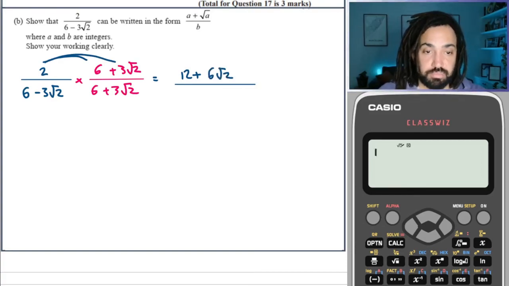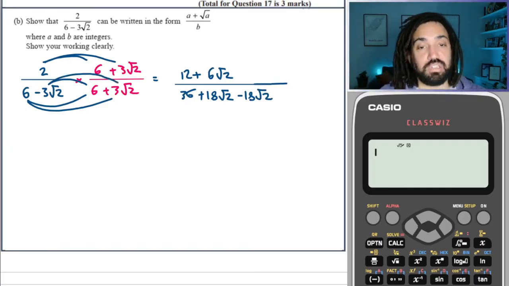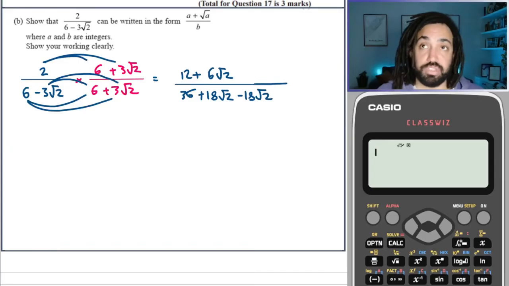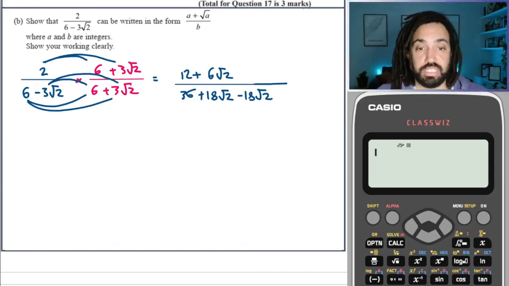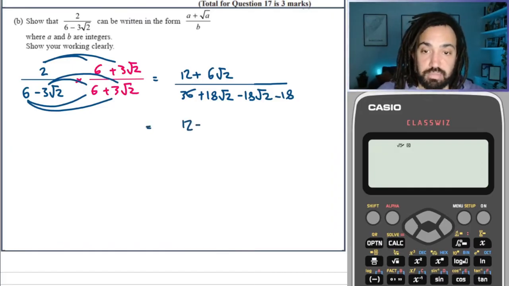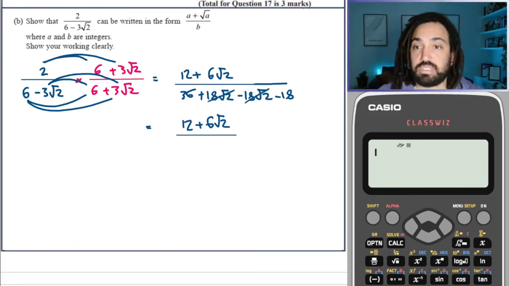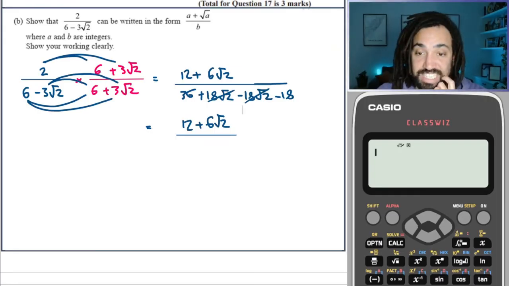On the bottom, 36 plus 18 root 2 minus 18 root 2, and finally this last one, 3 times 3 is 9, root 2 times root 2 is 2, 9 times 2 is 18, so it's minus 18. Okay, so let's simplify the bottom to get those cancelling out. 36 minus 18 is 18.